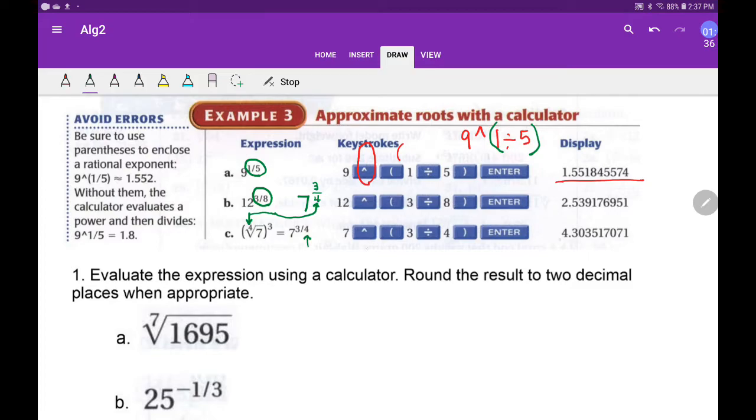Okay, so we say 7 caret parentheses 3 divided by 4. That means 3 over 4. And we hit enter, and they give us 4 point, yeah, that stuff. Okay, so now we're going to do that with our calculator. I'm going to type in 1695, and I'm going to use my caret key with, what is this? Well, I better translate it first, just to make sure I got this.